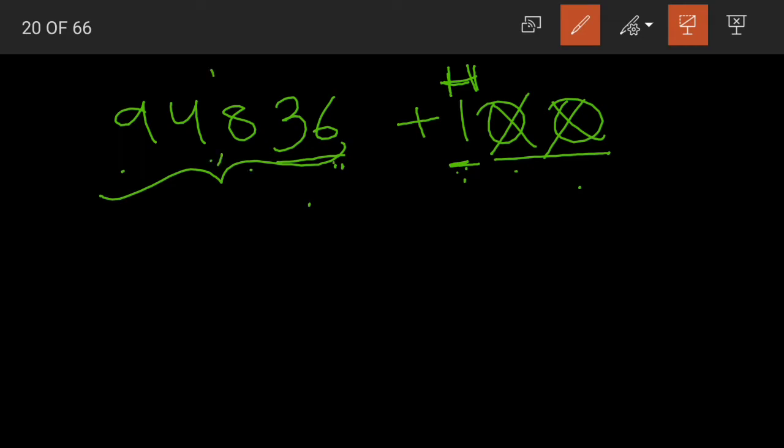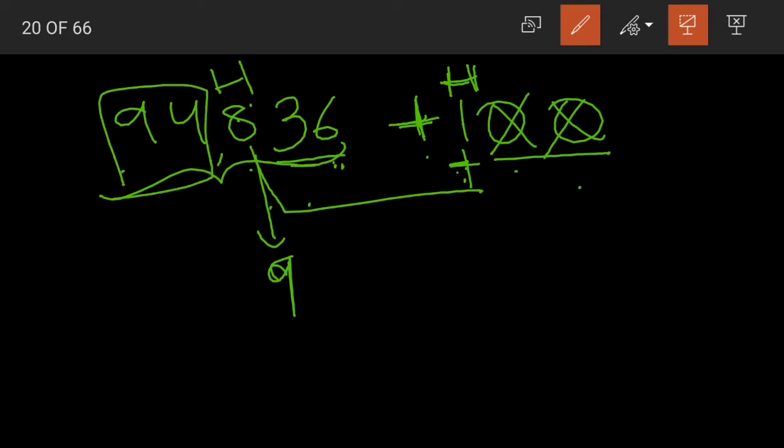Now in this given number 94,836, which is in hundreds place? 8. So what we'll do? There is an addition symbol between these, right? So we'll add these two. 8 plus 1 becomes 9. What does 8 plus 1 become, children? 9. So this is regarding hundreds place.